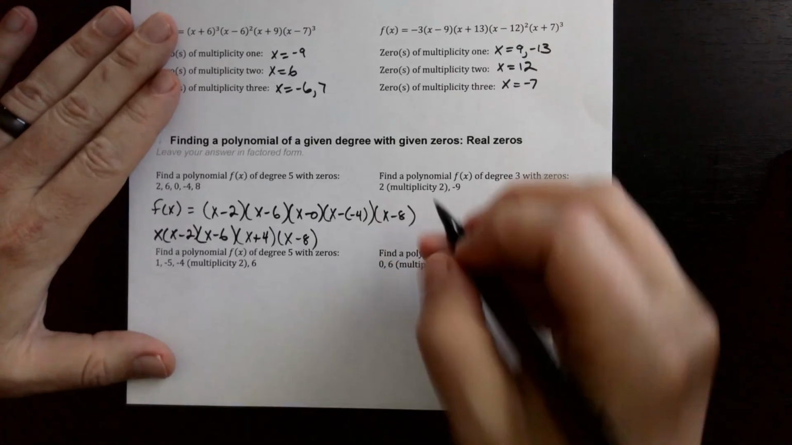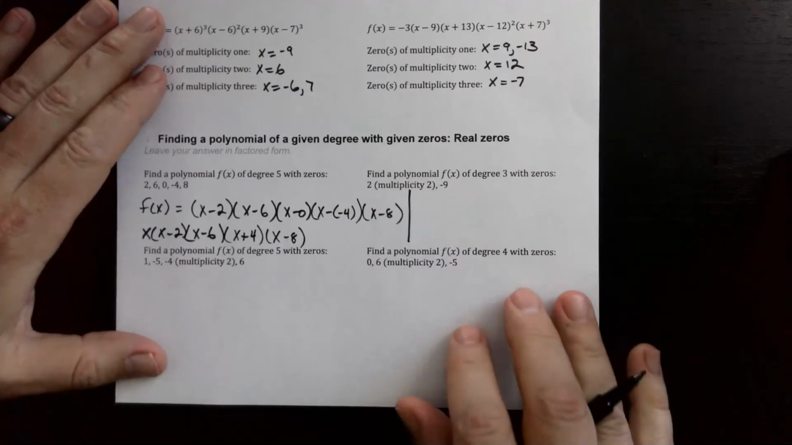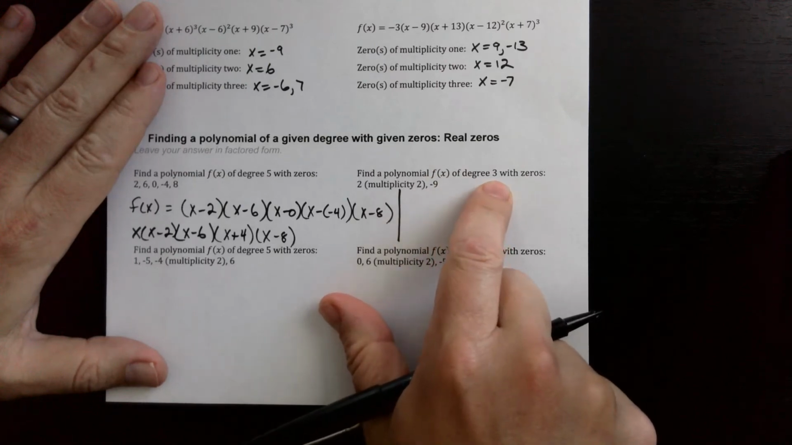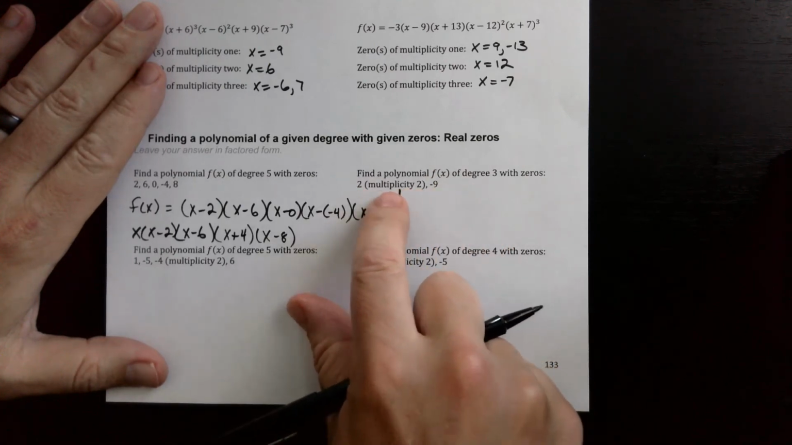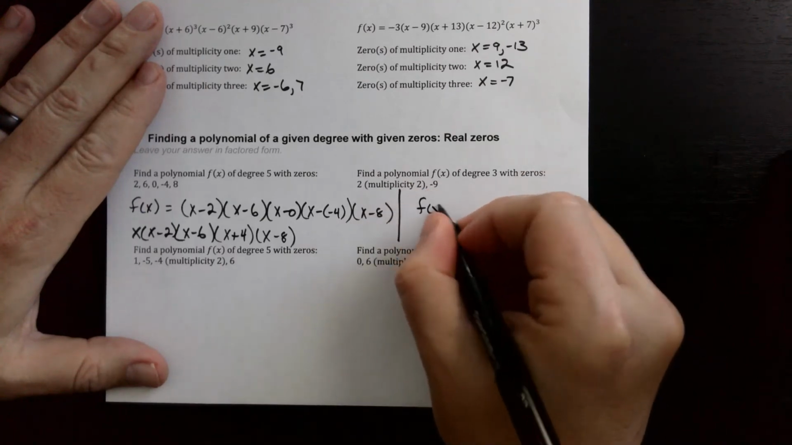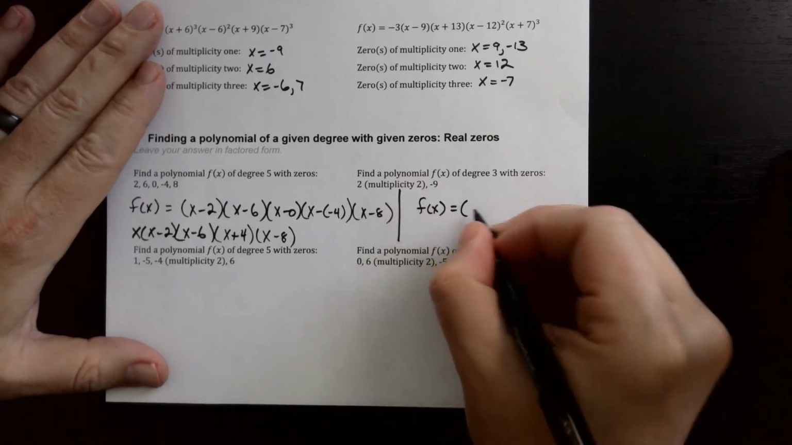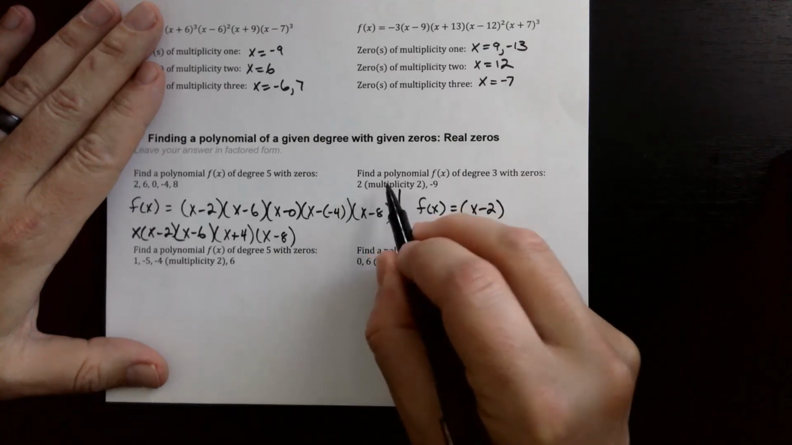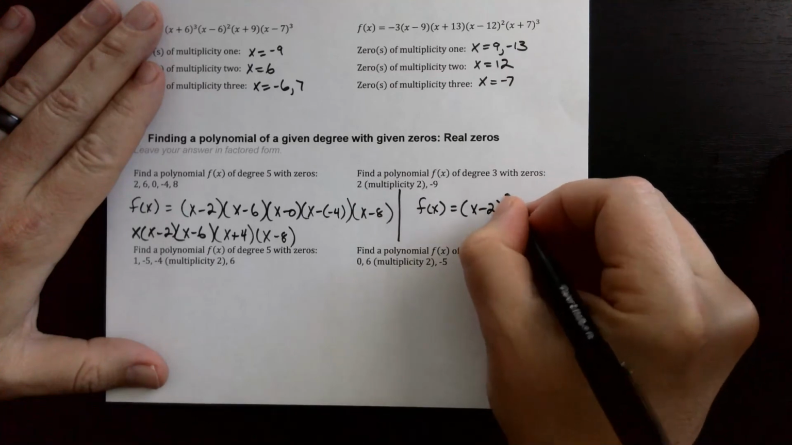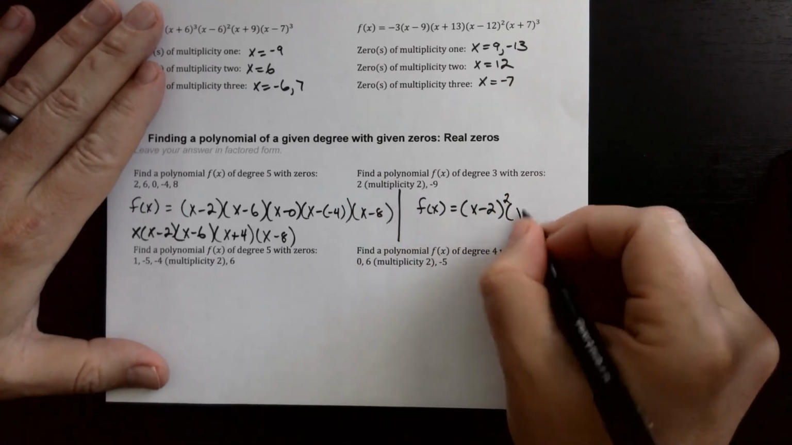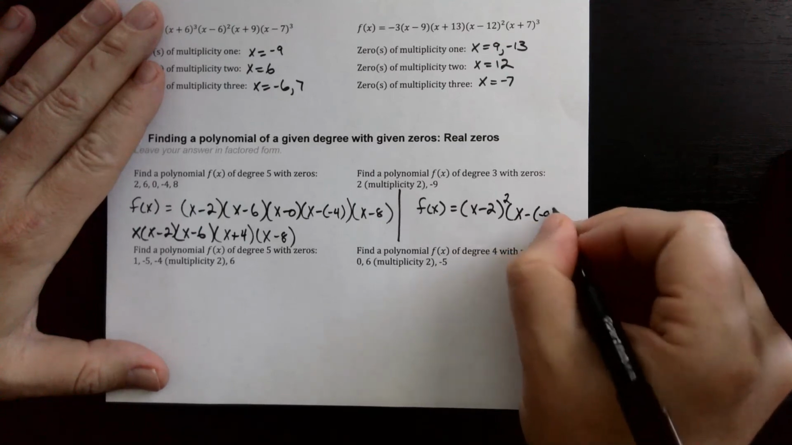Okay, let's take a look at this one. I ran out of room a little here. That's all right. Find a polynomial f of x of degree 3 with zeros 2, multiplicity 2, and -9. So this is going to be f of x is equal to x minus 2. That gives me the 2. But I need a multiplicity 2, so I'll put a little exponent on it right here. And then the other one is going to be x minus a -9.